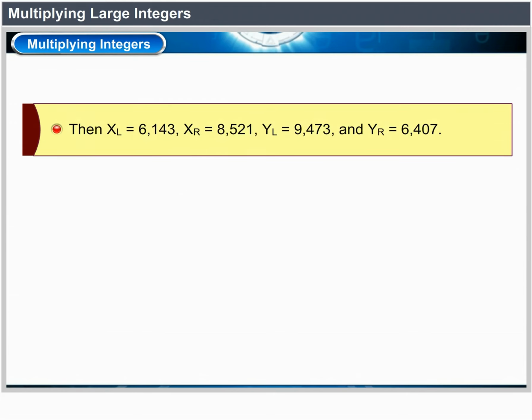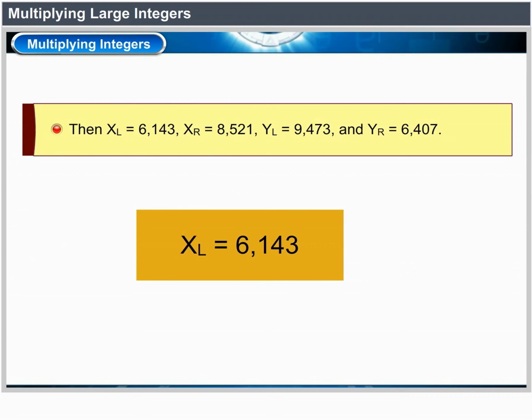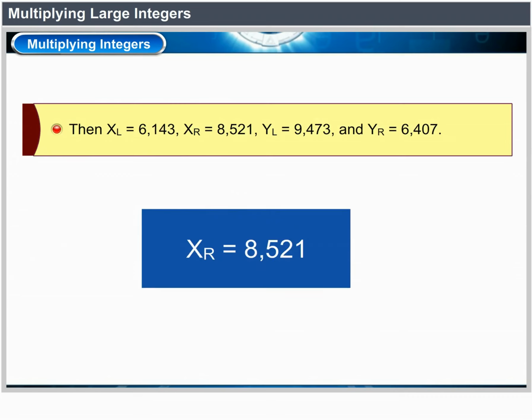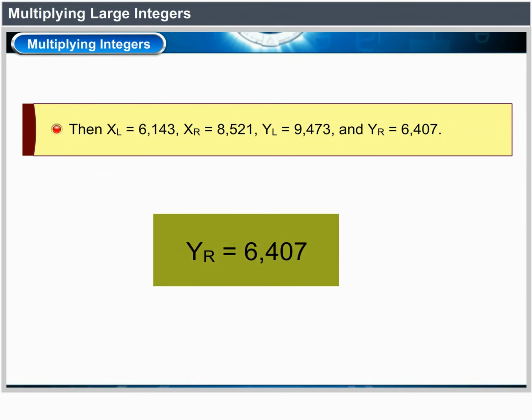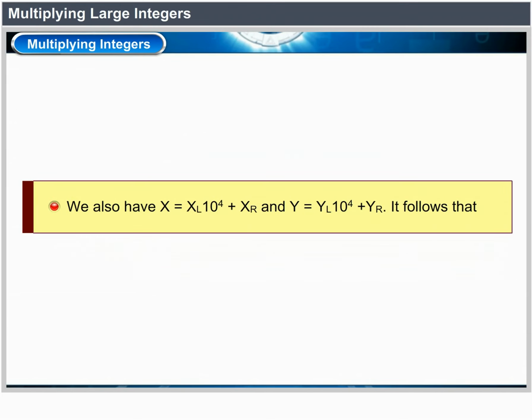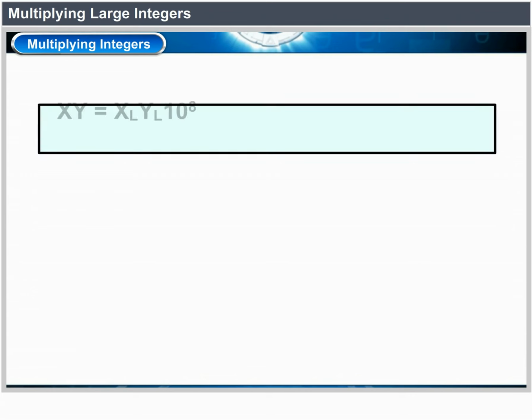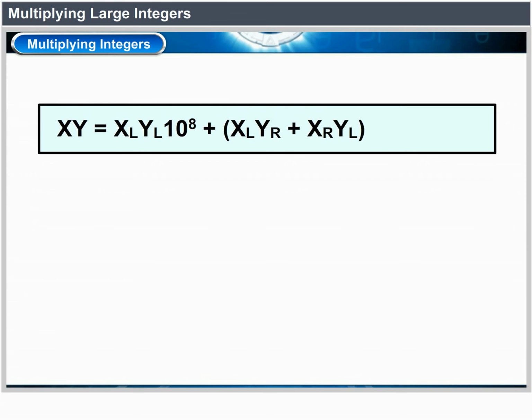Then xl equals 6,143, xr equals 8,521, yl equals 9,473 and yr equals 6,407. We also have x equals xl times 10 to the power 4 plus xr, and y equals yl times 10 to the power 4 plus yr. It follows that xy equals xl yl times 10 to the power 8 plus (xl yr plus xr yl) times 10 to the power 4 plus xr yr.